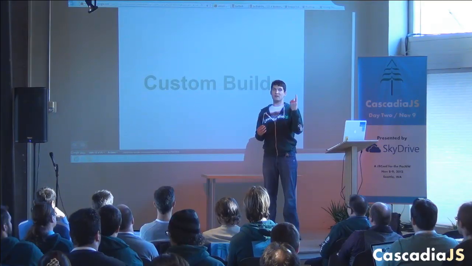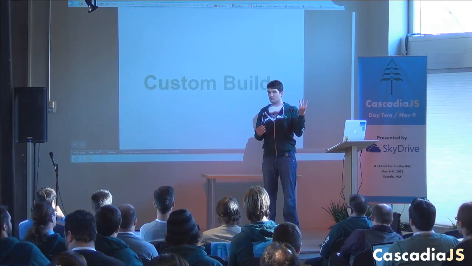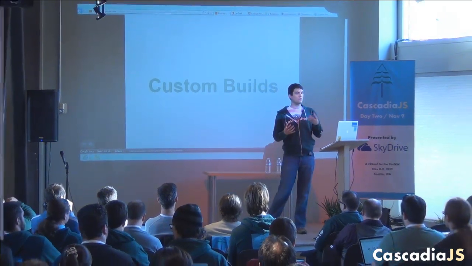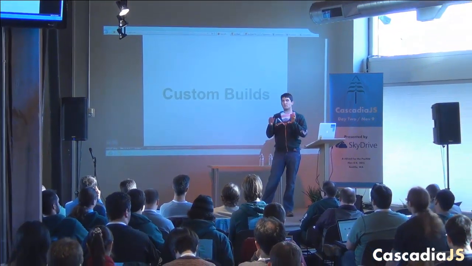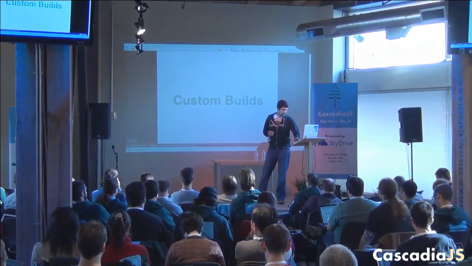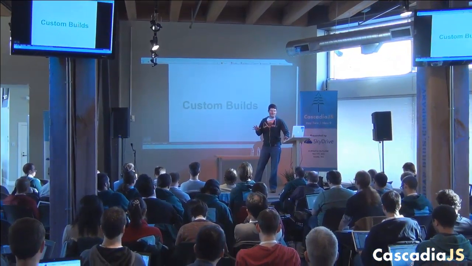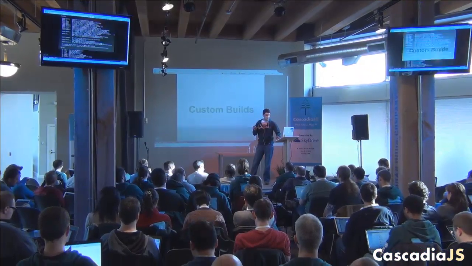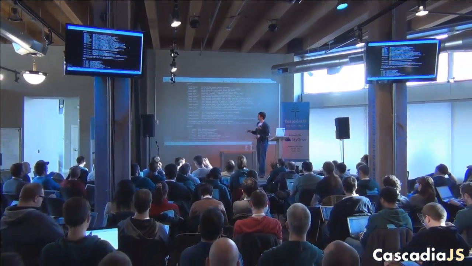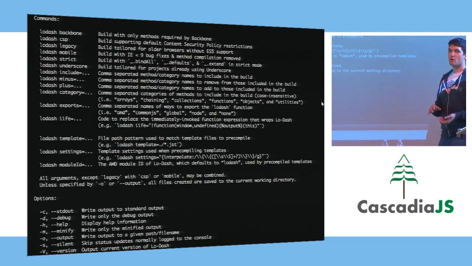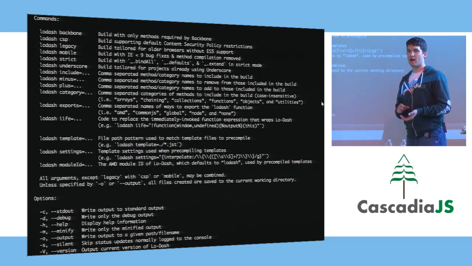And so custom builds allow you to build only the methods you need. So for example, how many people just use like 4 underscore methods? More? Do you use each, forEach? All of that? OK. So you can use those methods, and you can create a custom build with just those methods. But it's not just custom methods. I allow you to do basically everything. So this is the list of options here. Lodash is now the most customizable utility library out there.